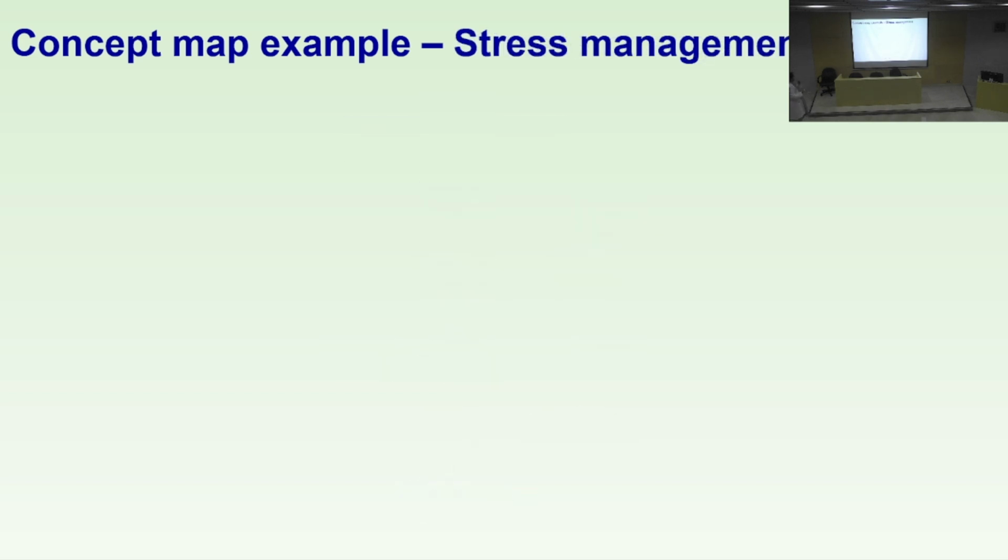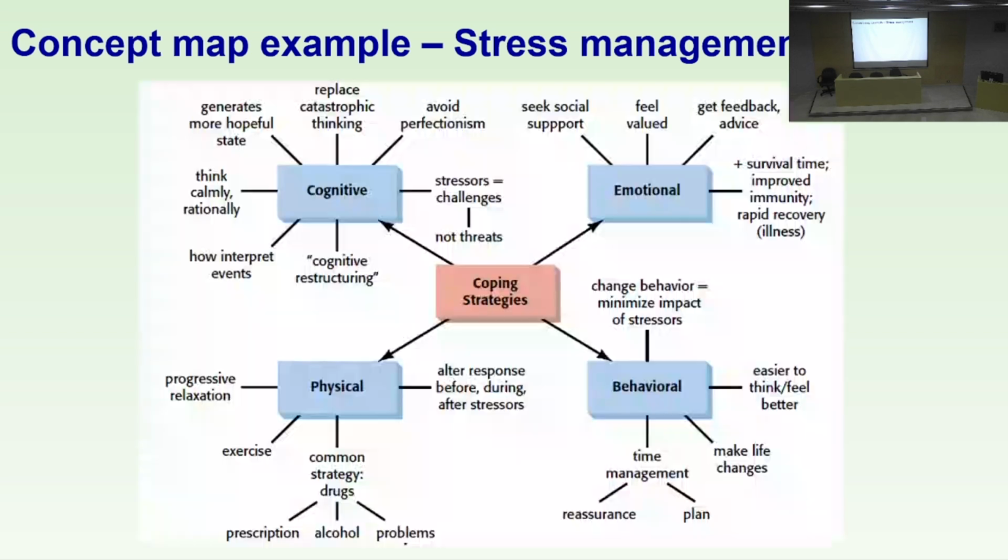Let us take a medical example: stress management. How do we manage stress? This is another way of doing it. I will show you a few more examples just to make you understand. A concept map need not follow a particular order. It can be anything, but it should be logical. You should be able to show the connection between different things.